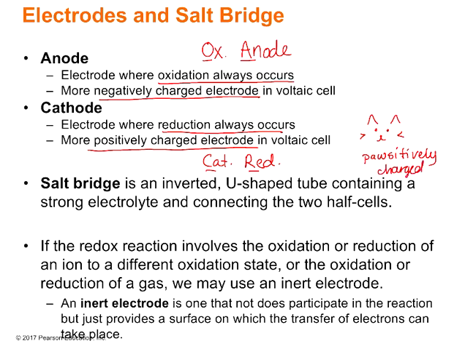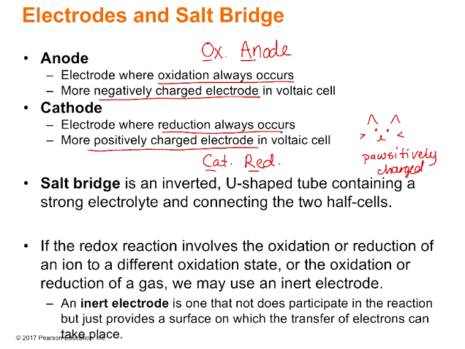So the cathode will be positively charged, whereas the anode is negatively charged. That's one way I kind of remember it. If you have a better way to remember those different terms and which ones go together, whatever works for you, that's fine.